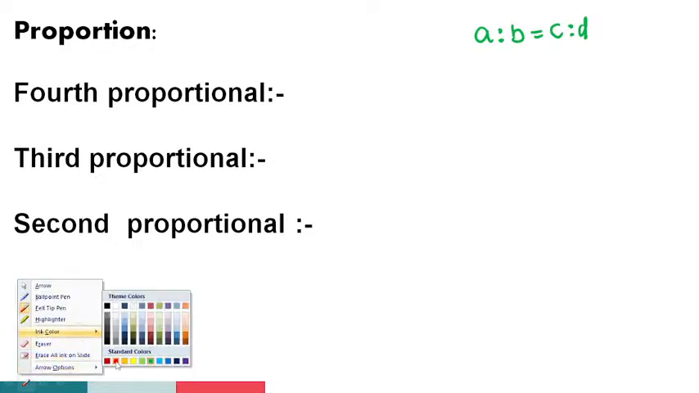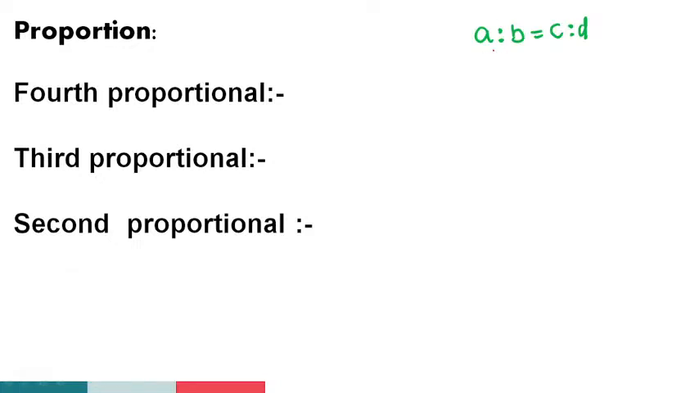What is the meaning of proportion? For example, A is to B is equal to C is to D. Proportion means two ratios are equal. A is to B is one ratio and C is to D is another ratio. Two ratios being equal is called proportion.